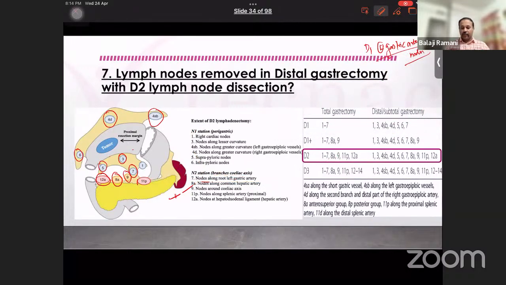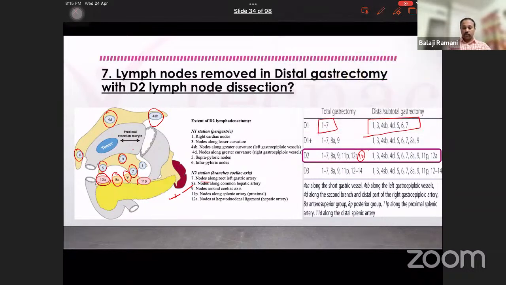Let me write it down again for the sake of easy memory. We already saw 1 to 7 for total and 1 to 7 minus 2. The same thing applies when you take up D2. Basically, in a total gastrectomy, level 10 will also come. Just add on level 10 here. On the other hand, whenever you talk about a distal or subtotal gastrectomy, it is 1 to 12.